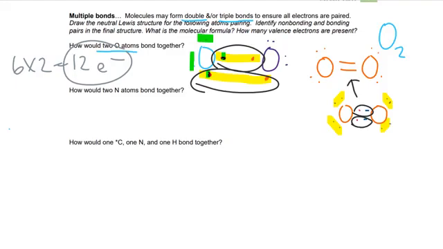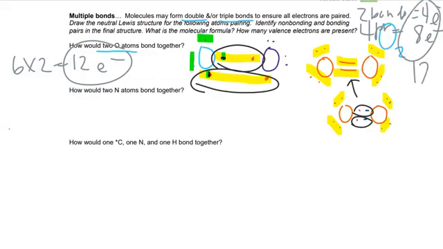So if we count our electrons, we still have 2 bonds. So 2 bonds is equal to 4 electrons. And we have 1, 2, 3, 4 lone pairs. 4 pairs is equal to 8 electrons. So 8 plus 4 is 12 total electrons, just like what we started with.